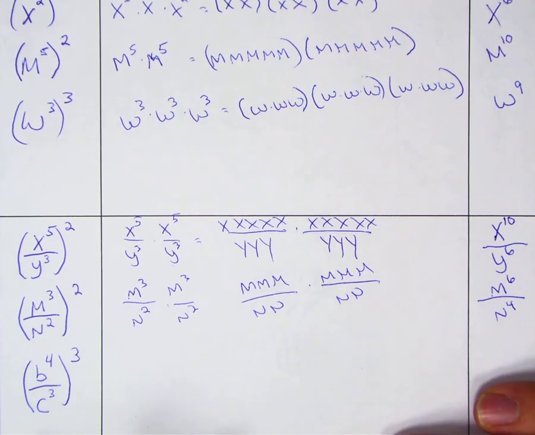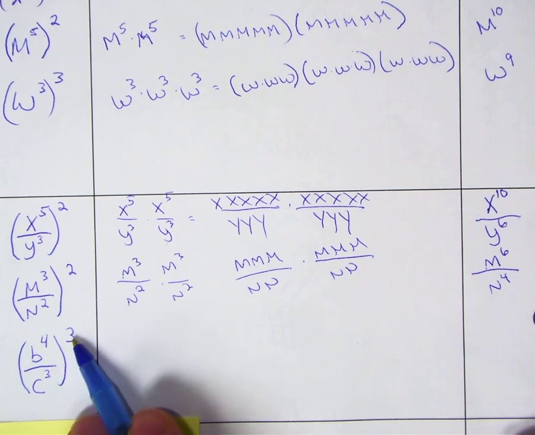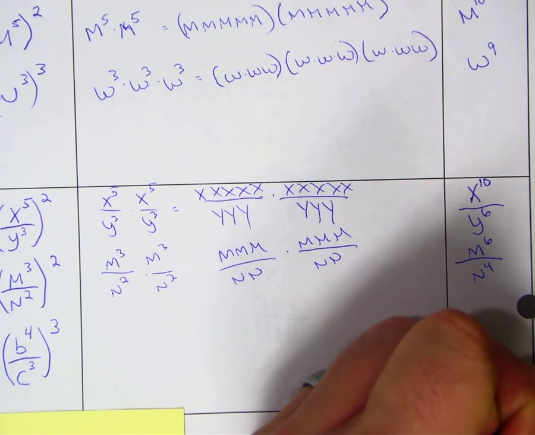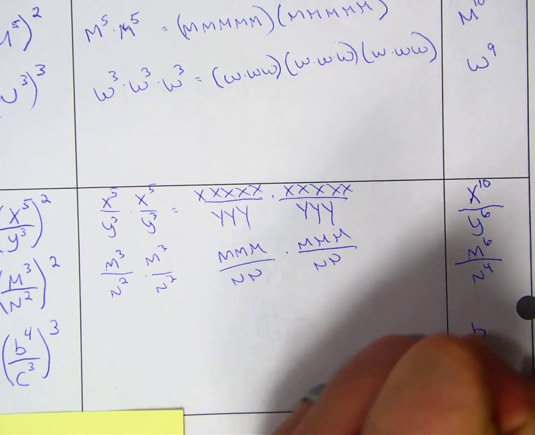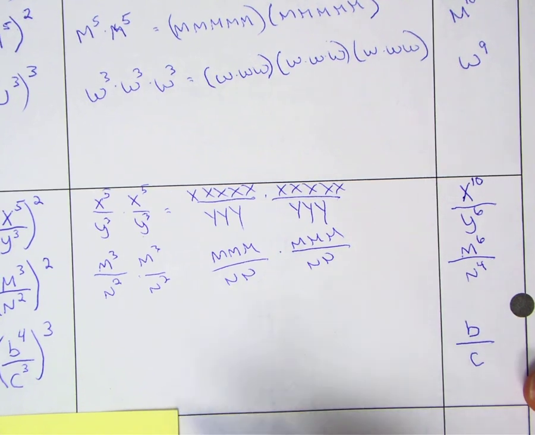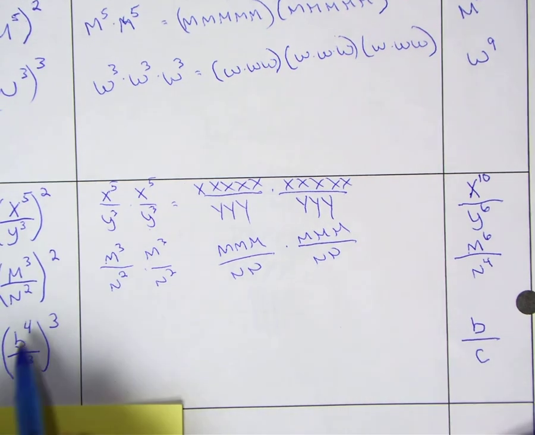All right, last one is b to the 4th over c to the 3rd, all to the 3rd power. What I'd like you to do right now is write out what you think it's going to be at the end here. Put your exponents here on what you think it's going to be, and then we'll check it by going through and doing the work. Okay? So let's do the work.